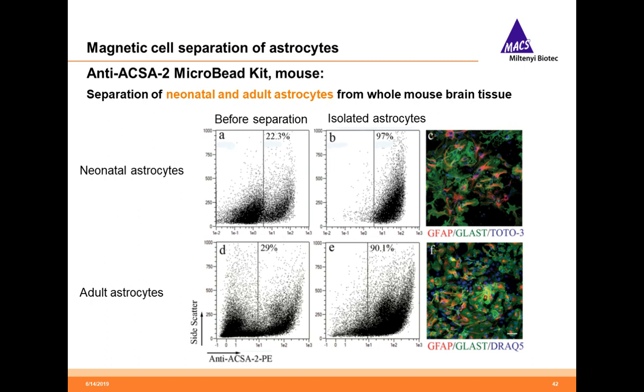In this slide, you see an example for a separation of neonatal astrocytes and adult astrocytes. In the upper row, the separation of neonatal astrocytes. Before the separation, we found around 22% of astrocytes, a nice enrichment to around 97% after the separation. And in the lower row, an example for a separation of adult astrocytes, which were enriched from 30 to 90%. And you can cultivate neonatal as well as adult astrocytes. That's shown in the picture C and F here, and you get nice cultures. We stained for GFAP and GLAST, and you see that we have a nice layer of GFAP GLAST double positive cells.